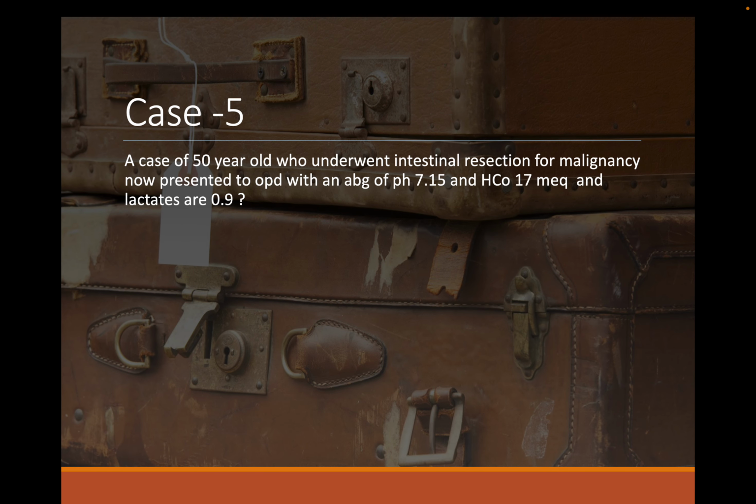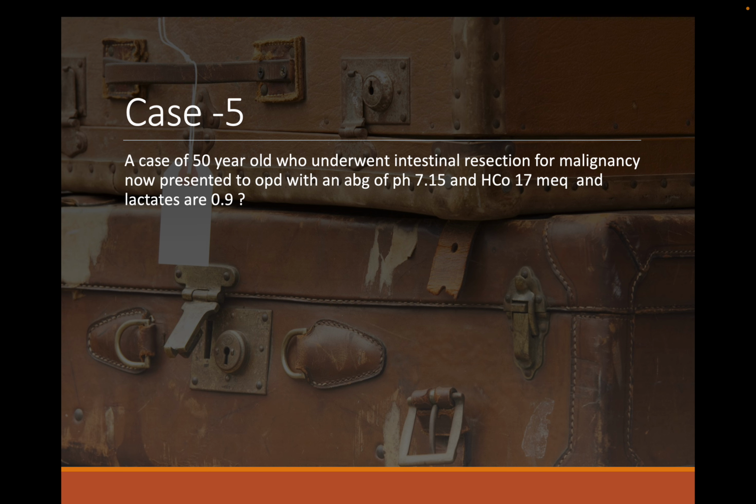A case of a 50-year-old male who underwent intestinal resection for malignancy, now presented to OPD with an ABG of pH 7.15, bicarbonate of 17. In this case there is significant acidosis, and bicarbonate is only 17. I will mention PCO2 also; let's say PCO2 is 41, 42. So there is no significant respiratory component. Bicarbonate is only 17. What will explain a pH of 7.15?